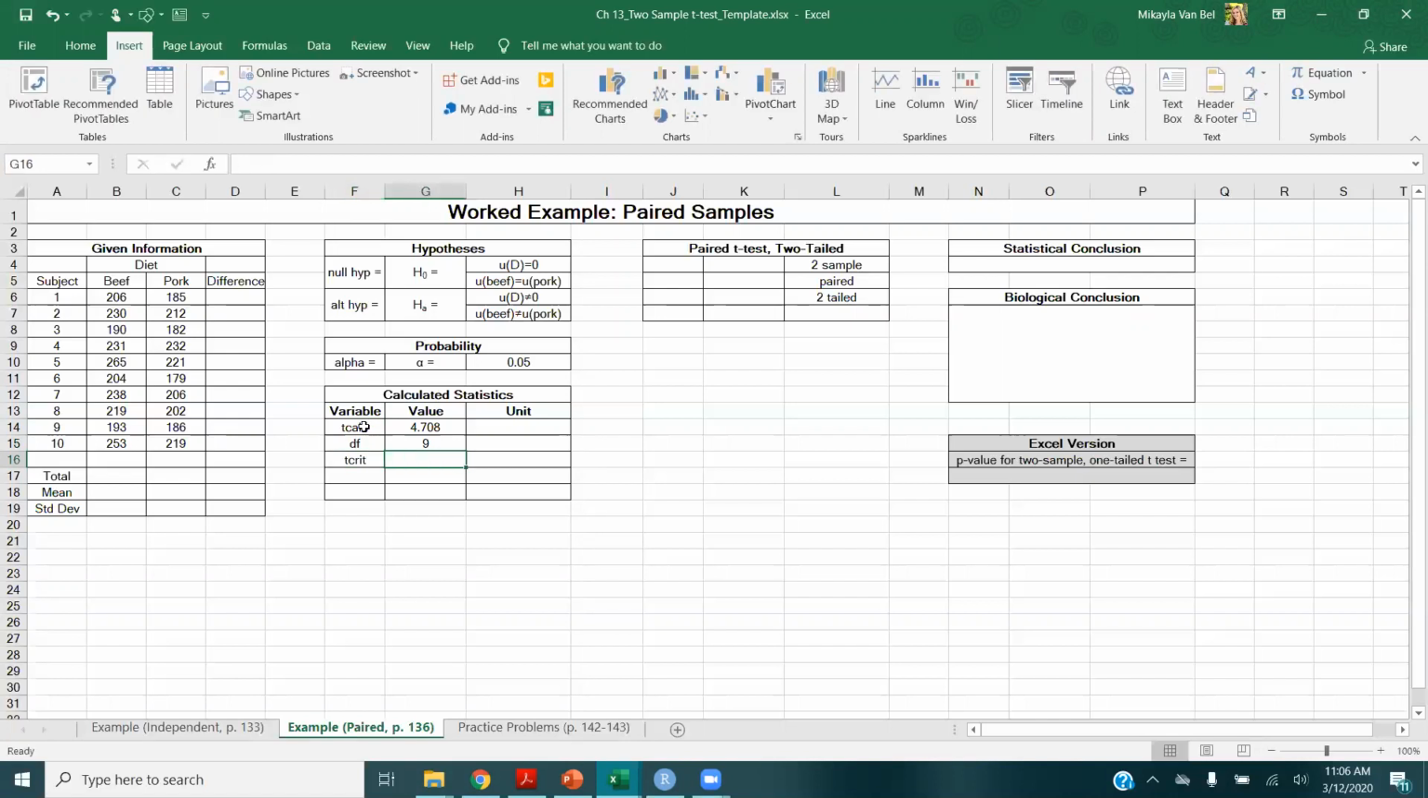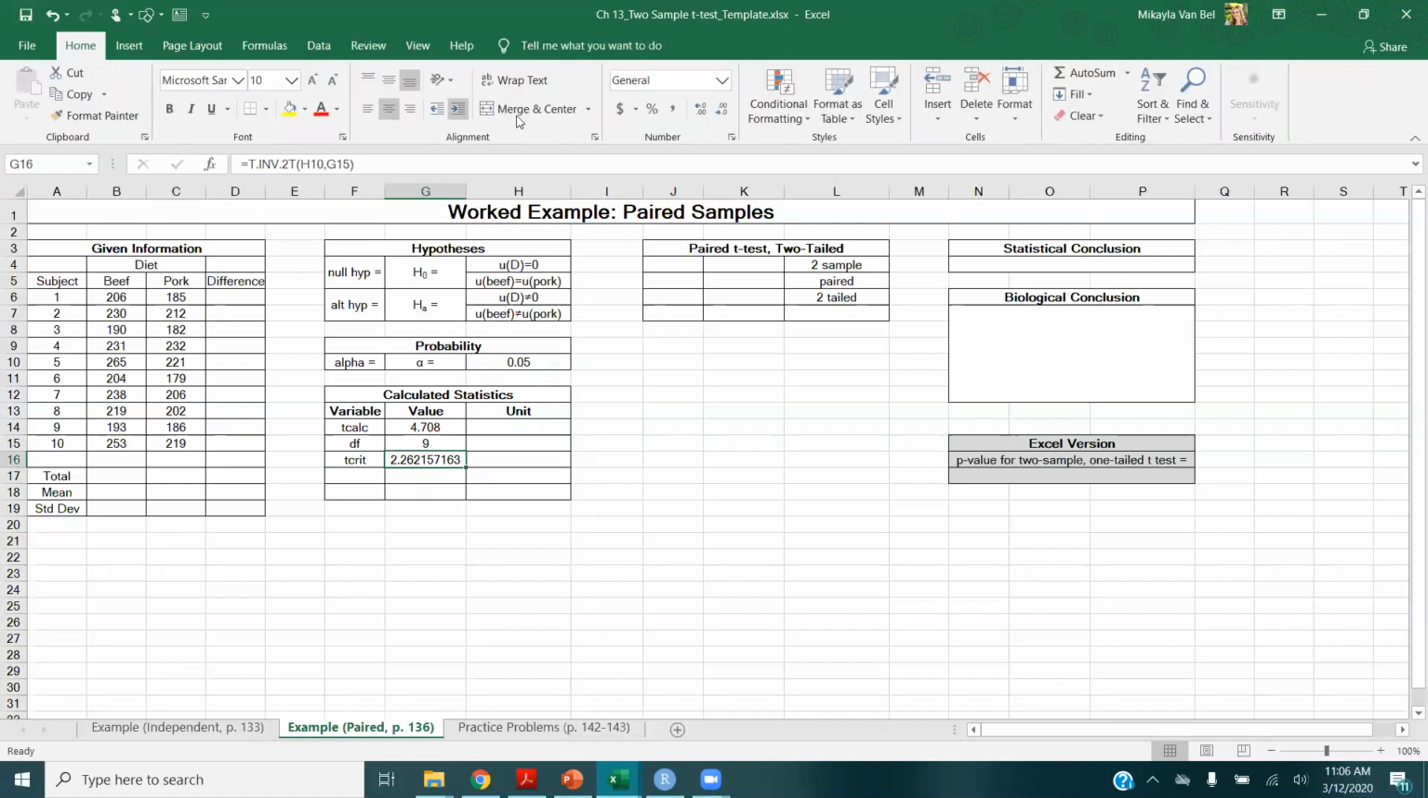Let's find our t-crit value. And for this one, this is a two-tailed, so we can use t.inv.2t using our alpha of 0.05 and our degrees of freedom of 9 to get 2.62 and a lot of numbers after that. Remember, we can shorten this by, on the Home tab, clicking on one of these buttons here. This is to increase the number of decimal spots, and this is to decrease. So we'll make that a little bit shorter so it's not so long.